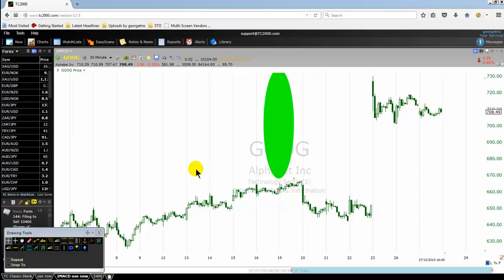All right. The third factor of price gapping up or gapping down are market forecasts.